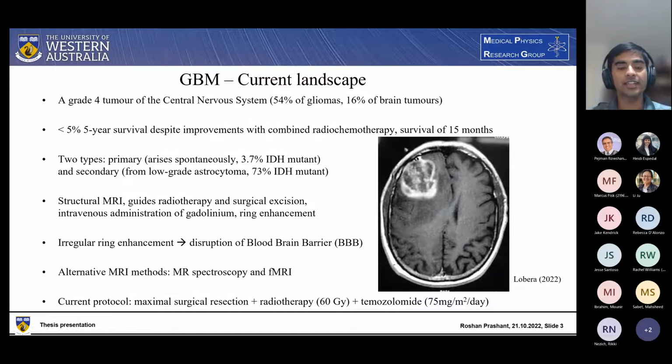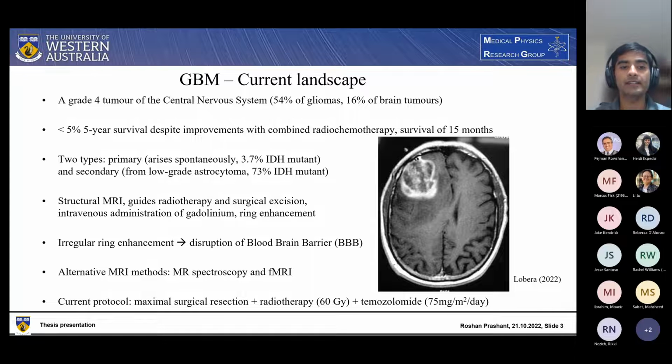The current gold standard in diagnosis of GBM is structural MRIs, as this guides radiotherapy and surgical excision. The MRI involves intravenous administration of gadolinium, which then circumscribes the tumor, resulting in what's known as ring enhancement. GBM in particular exhibits irregular ring enhancement, and this is shown in this image here, where there is a very irregular border around this tumor region. This is indicative of the disruption in the blood-brain barrier.